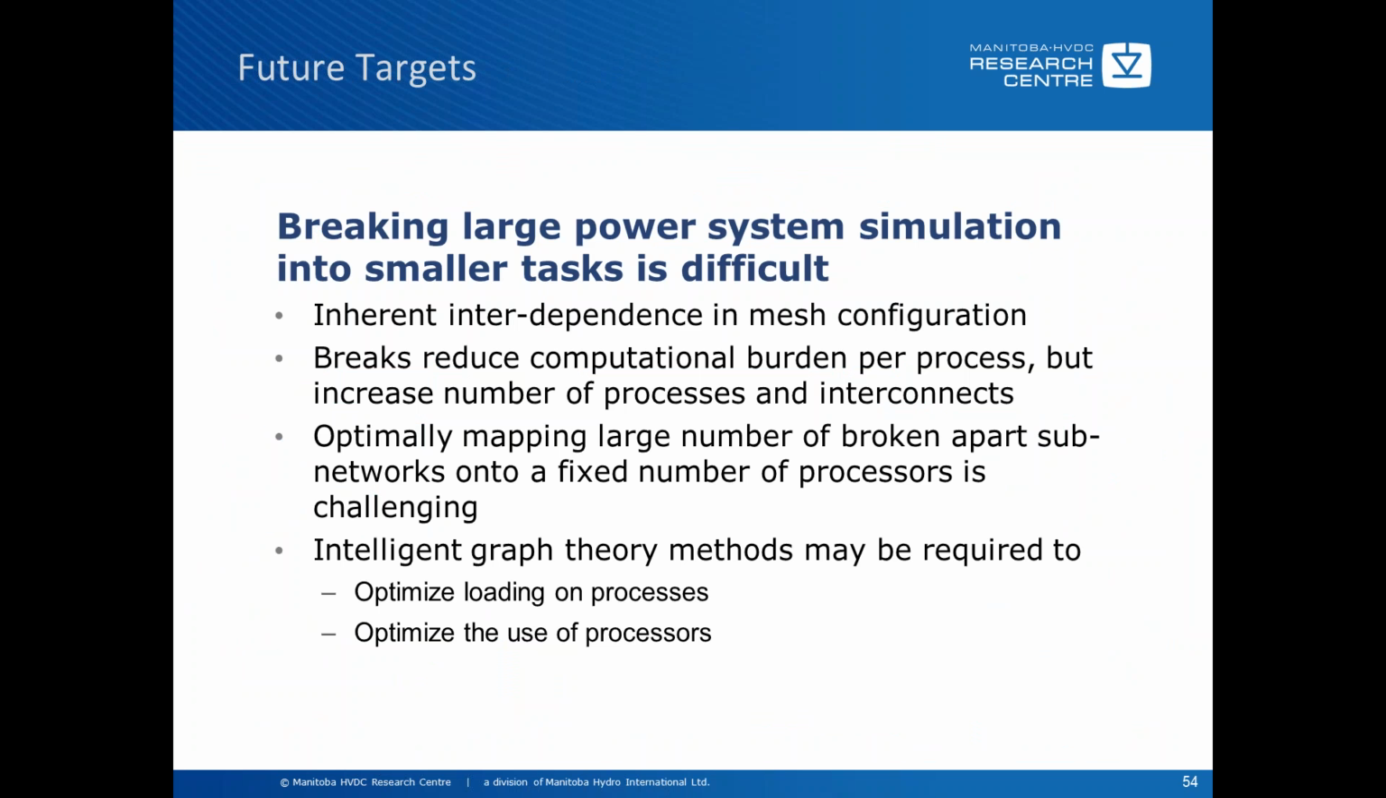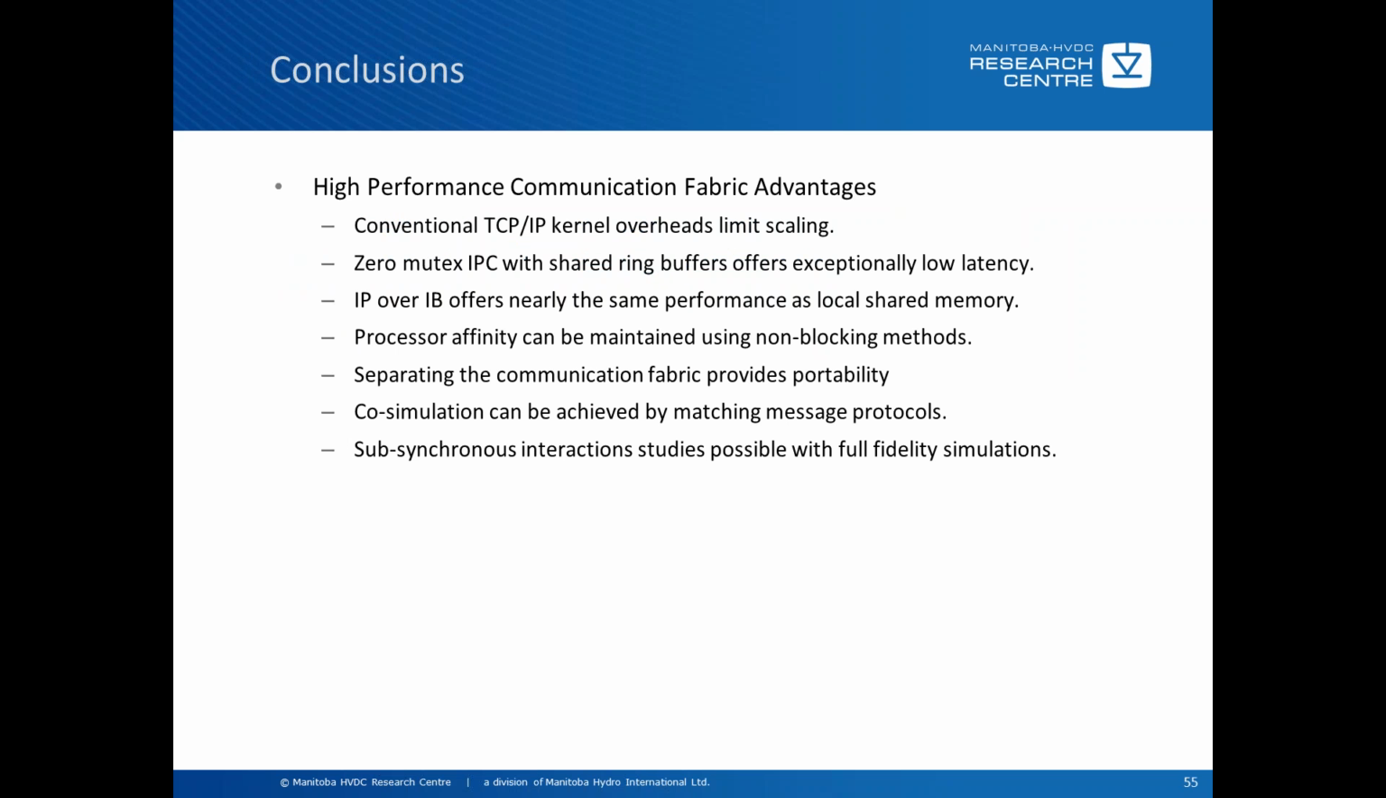So we have a mesh configuration. We reduce the computational burden per process. We are optimally mapping large numbers and broken apart into subnetworks. Now we need to look at intelligent graph theory methods that may be required to optimize loading on processors and optimizing the use of processors. And that concludes pretty much what I wanted to tell you today.